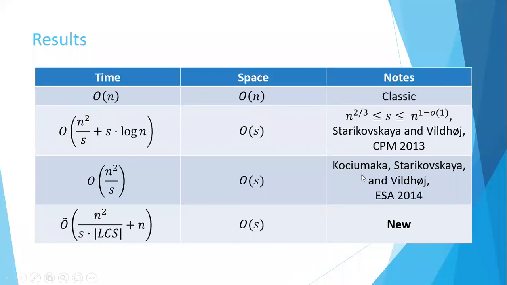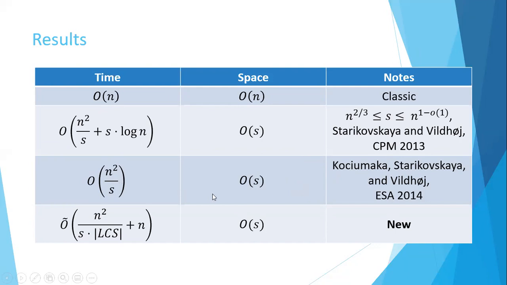Some of the previous work by Starikovskaya and Vildhøj gave this result for the parameter s between n to the 2/3 and almost n to the 1. The space is order of s, and the time is order of n squared over s plus s times log n. It was later improved by Kociumaka, Starikovskaya, and Vildhøj such that the time will be order of n squared over s.